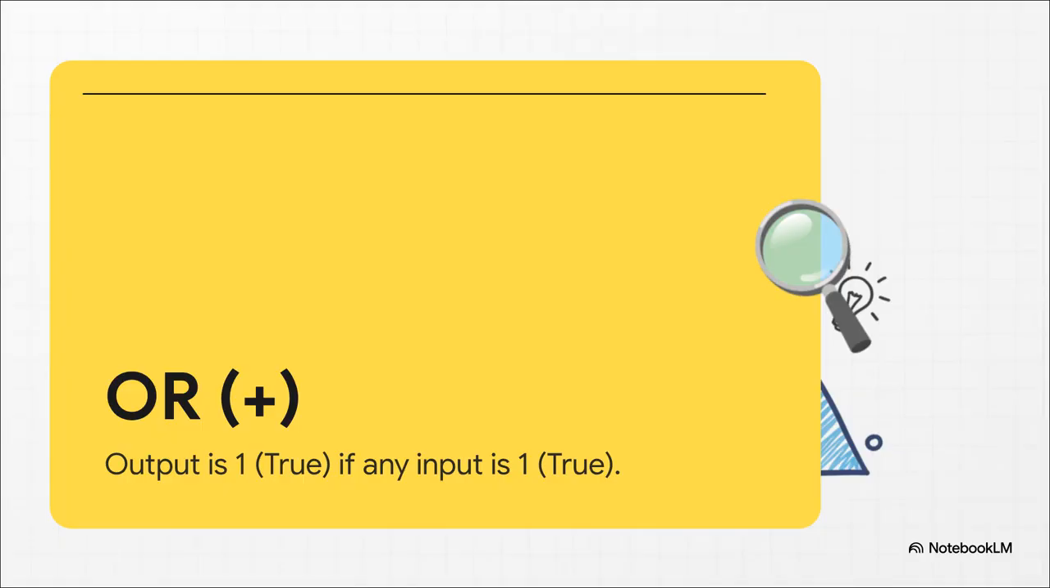Then you have the OR gate, which is way more chill. This one's happy as long as any of its inputs are true. So if A is true, or if B is true, or even if both are true, you get a true output. It's the any-will-do kind of gate.